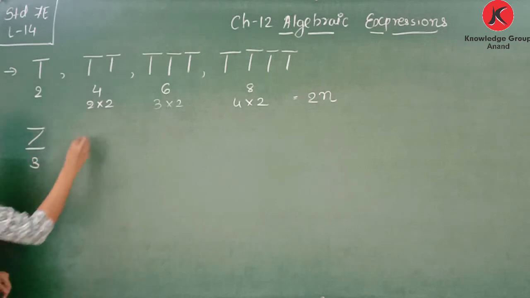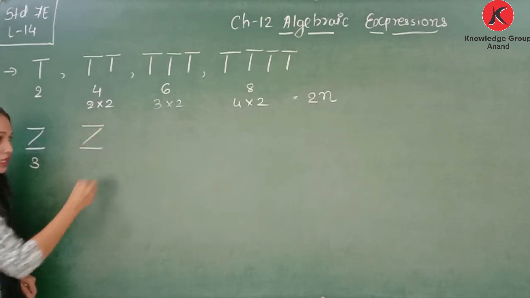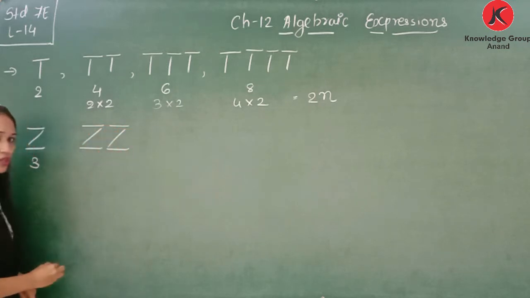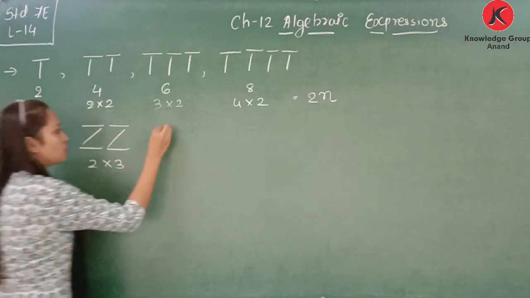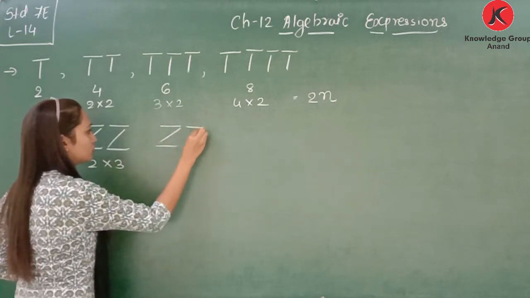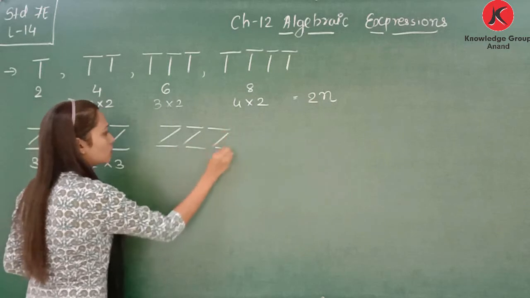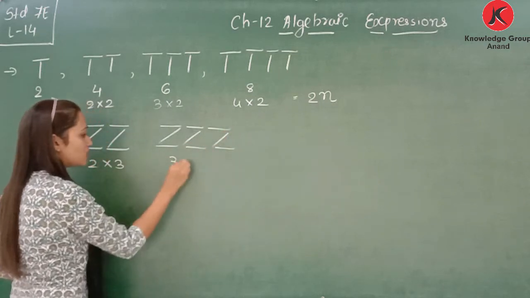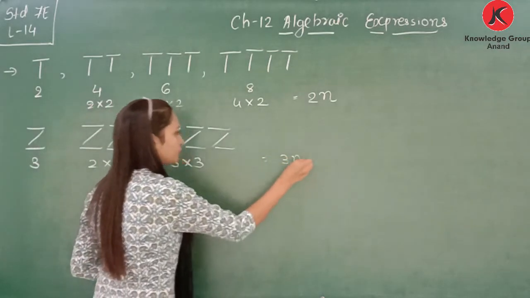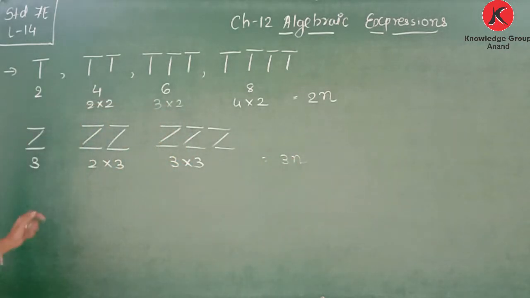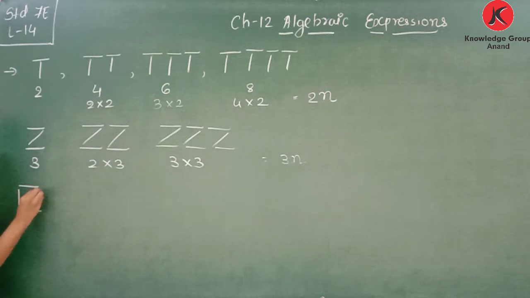Now for 2 times Z, 3 and 3. So that is 2 multiplied by 3. For 3 times Z, 3, 3, 3. So that is 3 times 3. So what will be the pattern? It is 3n. But in this, we learn about the consecutive pattern like O.